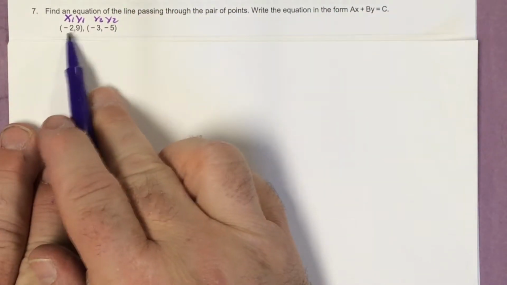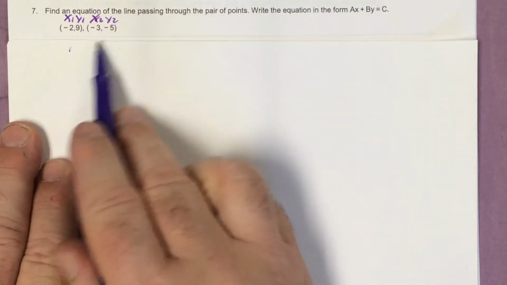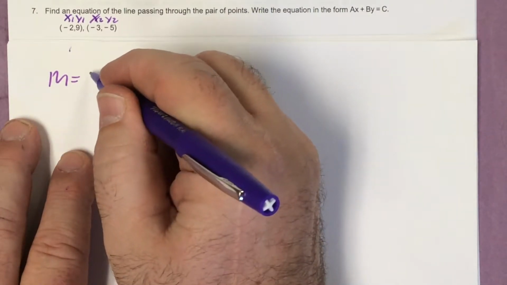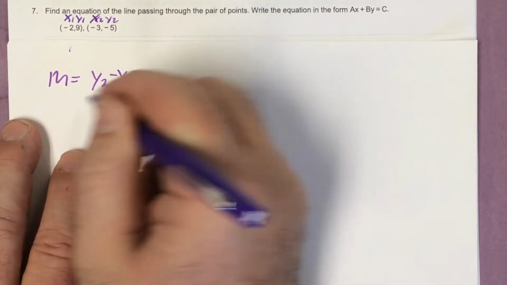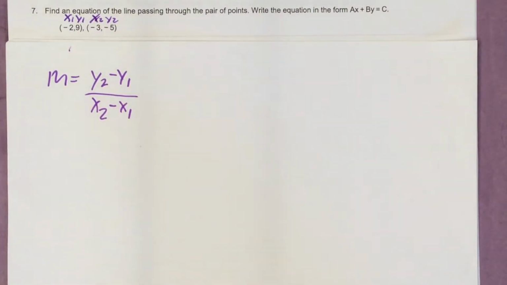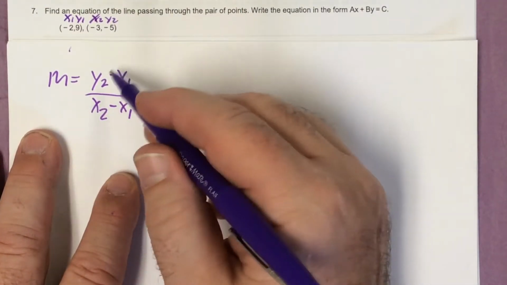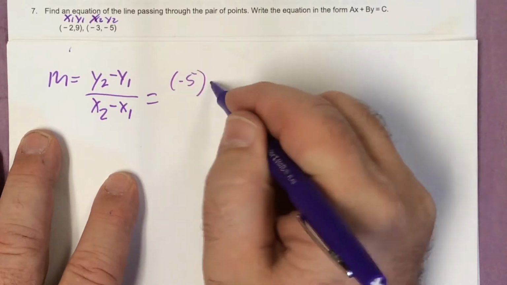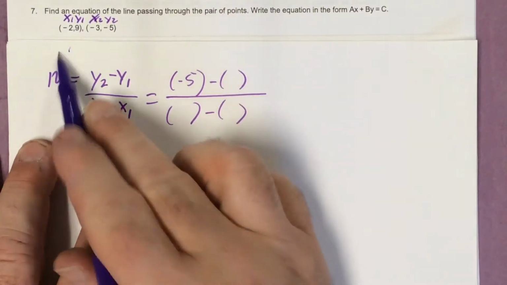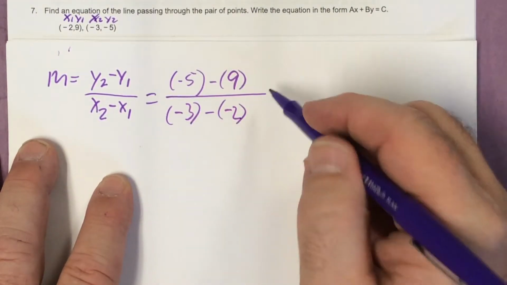I'm going to label negative 2 as x1, 9 as y1, negative 3 as x2, and then negative 5 as y2. My slope formula now is going to be y2 minus y1 divided by x2 minus x1. I'm now going to go ahead and plug these values in from here. So we know y2 is negative 5. And I'll create my space to plug everything in. Y1 is going to be 9. X2 is negative 3, and x1 is negative 2.